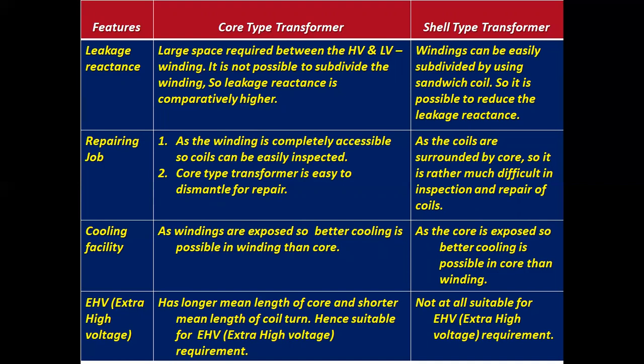Extra high voltage situation has longer mean length of core and shorter mean length of coil turn. Hence, core type is suitable for extra high voltage requirement. In case of shell type transformer, it is not at all suitable for extra high voltage requirement.